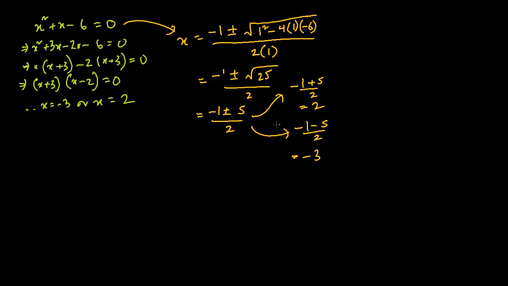So we get the two roots all over again, minus 3 and 2. So we know the exact roots. One of the roots is minus 3 and the other one is 2. So x equals minus 3 or x equals 2. For the next example, I'm going to use the quadratic formula. So let's use another question.